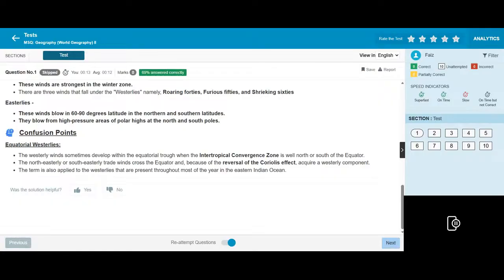Equatorial westerly. The westerly winds sometimes develop with the equatorial trough when the intertropical convergence zone is well north or south of the equator. The northeasterly or southeasterly trade winds cross the equator, and because of the reversal of the Coriolis effect, acquire a westerly component. The term is also applied to the westerlies that are present throughout most of the year in the eastern Indian Ocean.